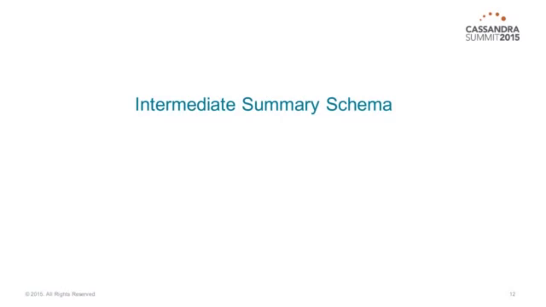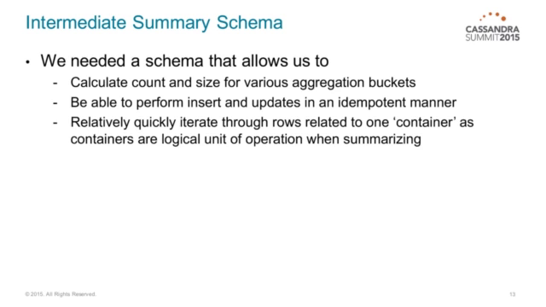So with that summarization overview, let's talk about the schema, the intermediate summary schema. As I said, intermediate summary is the column family, the table that helps us achieve that daily transformation, and helps us get these aggregated counts and size for given bucket combinations.